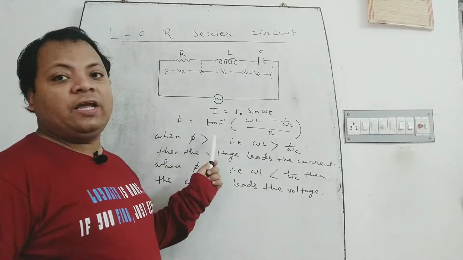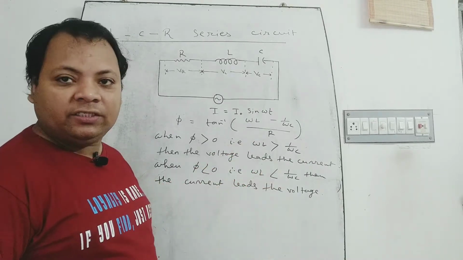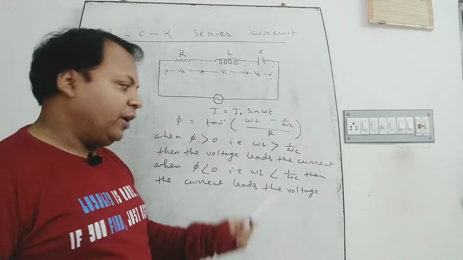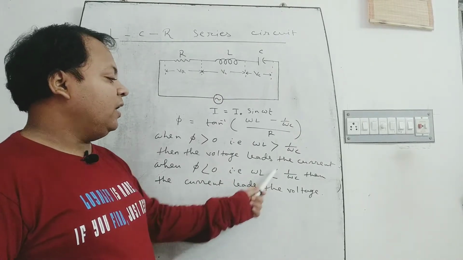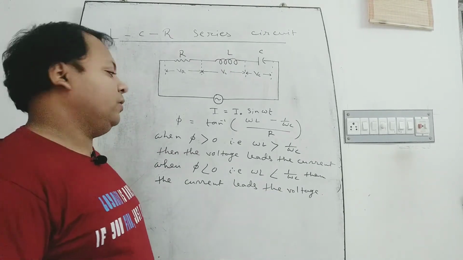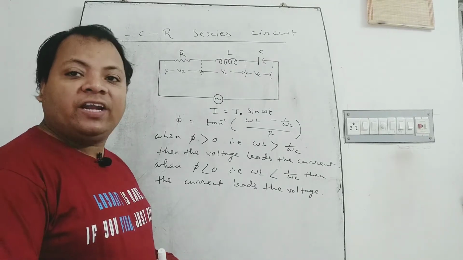Now, if φ is greater than 0, that is φ is positive, then ωL is greater than 1/ωC. That is, the voltage leads the current by an angle φ. If φ is negative, then ωL is less than 1/ωC, and the current leads the voltage by an angle φ.